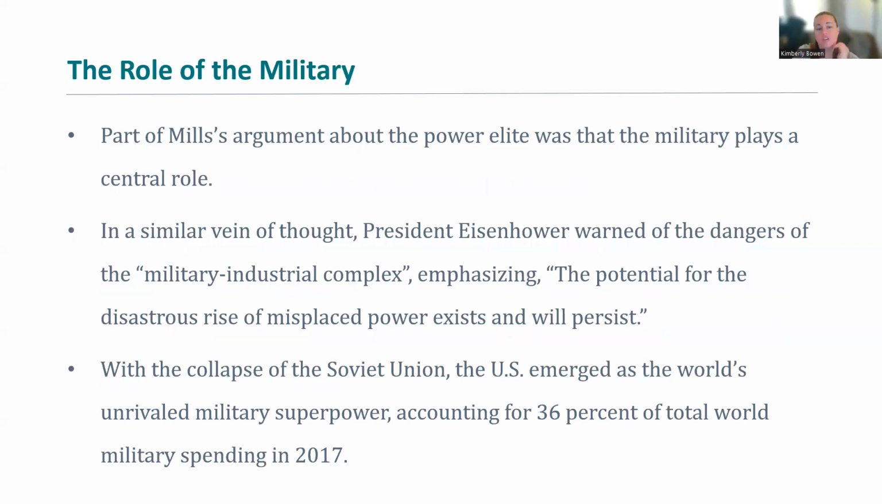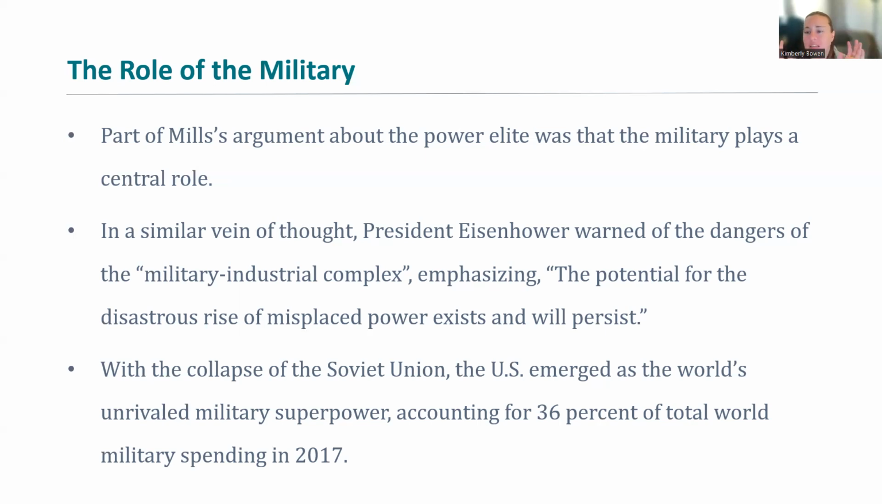All right. Part of Mills's argument about the power elite was that the military plays a central role. In a similar vein of thought, President Eisenhower warned of the dangers of the military industrial complex, emphasizing the potential for its disastrous rise and misplaced power, which exists and will persist. With the collapse of the Soviet Union, the U.S. emerged as the world's unrivaled military superpower, accounting for 36% of the total world military spending in 2017.